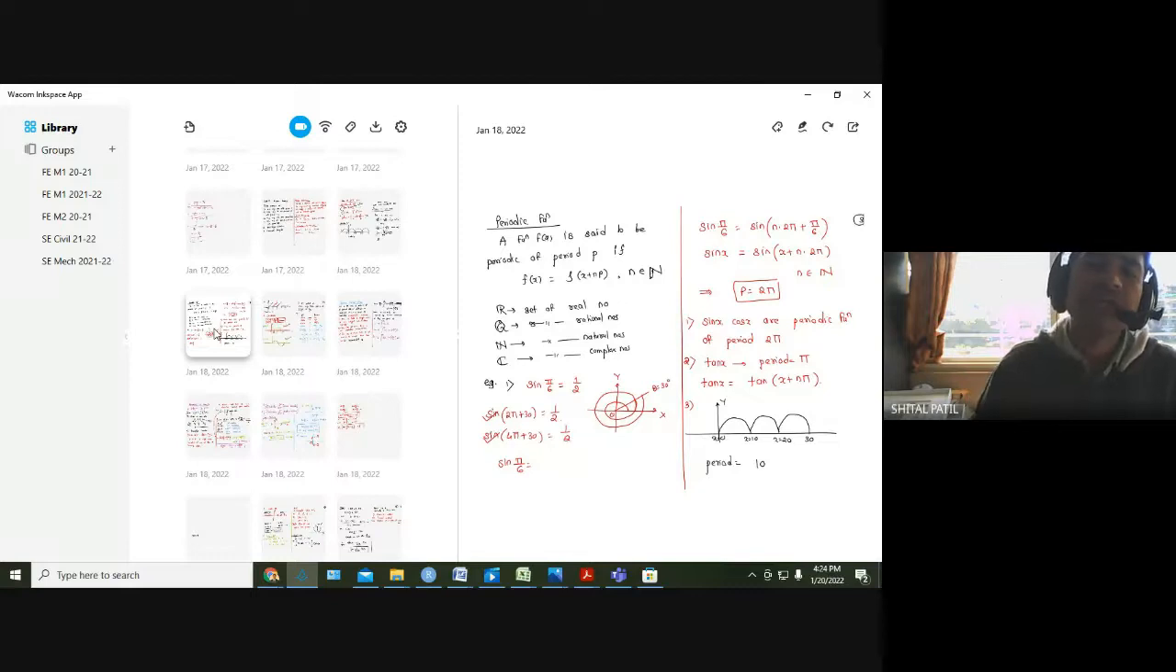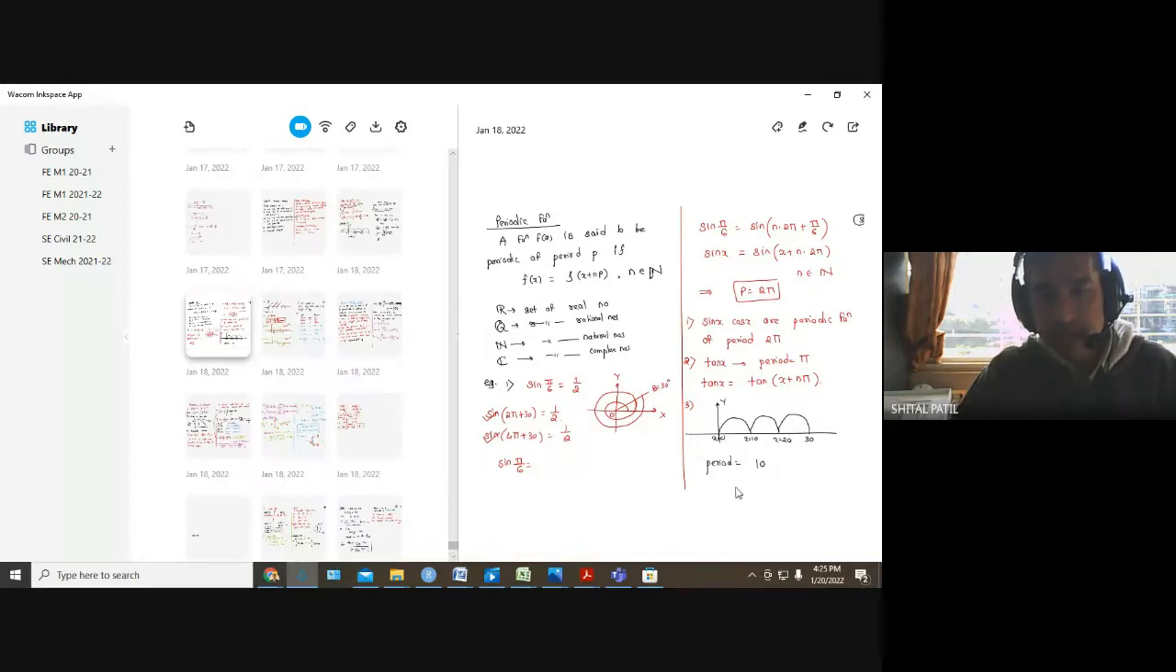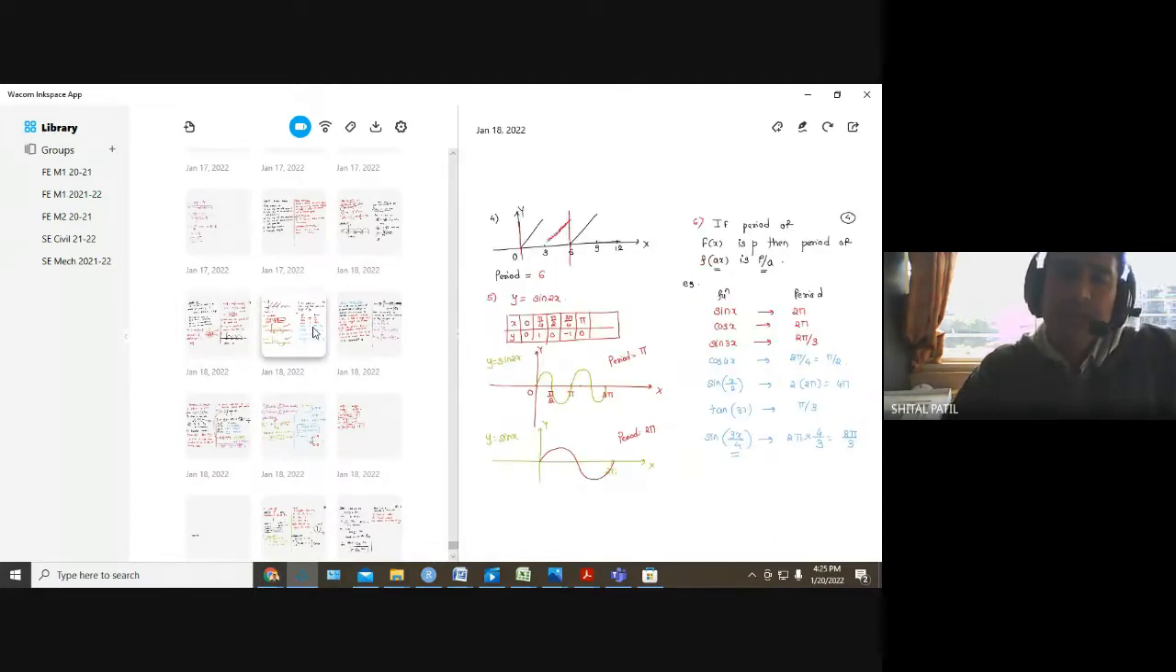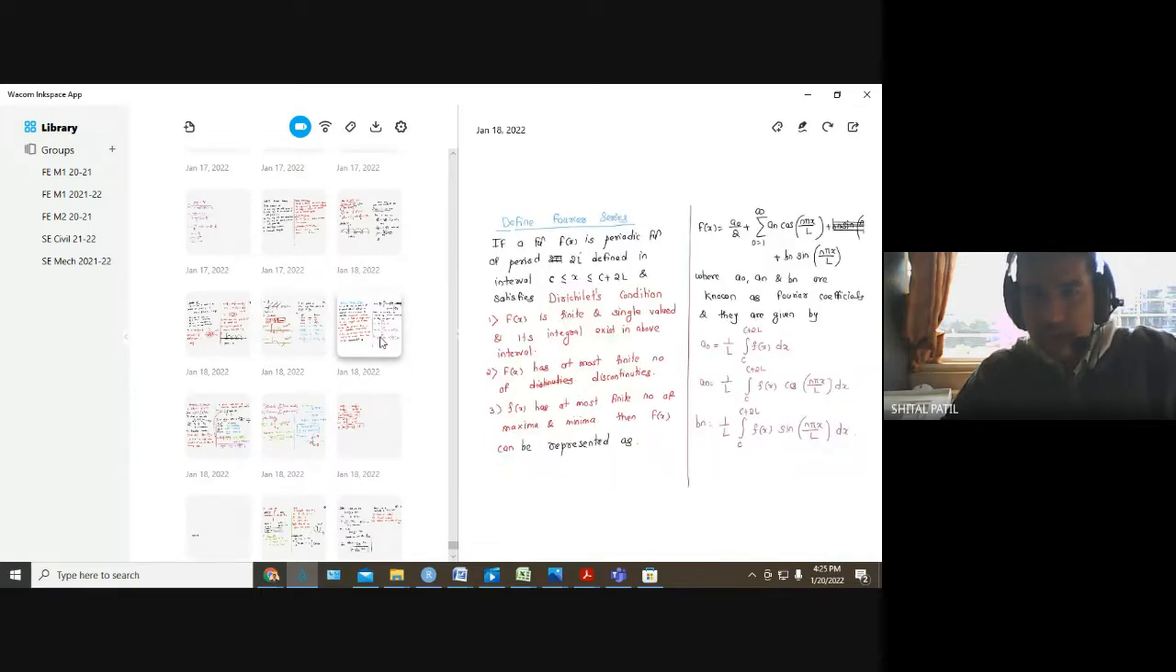Then we started with the periodic function. A function f of x is said to be periodic of period p if f of x equals f of x plus np. Then we went through a few examples. Sin x, cos x are periodic functions of period 2 pi. Tan x is periodic of period pi. Then this arbitrary function is again periodic; its period is 10. Then we understood that if p is the period of f of x, then p by a will be the period of f of ax, and then we went through a few more examples.